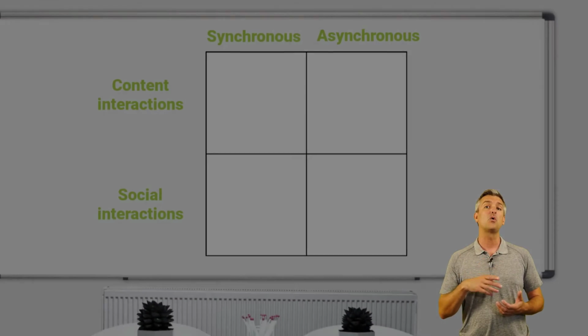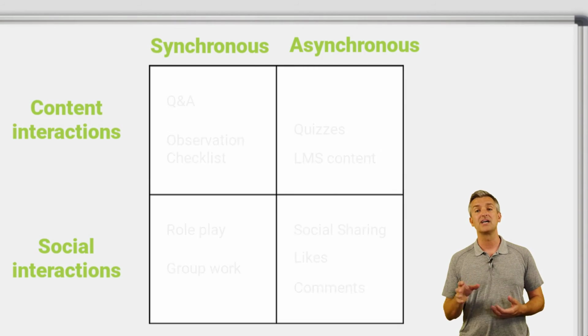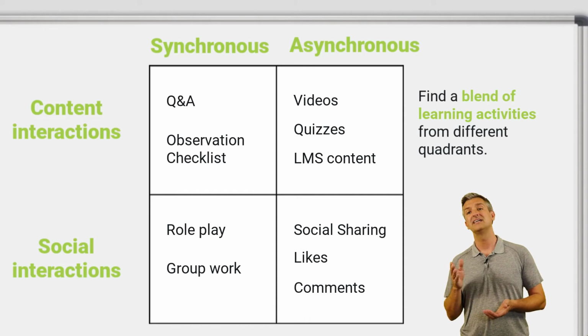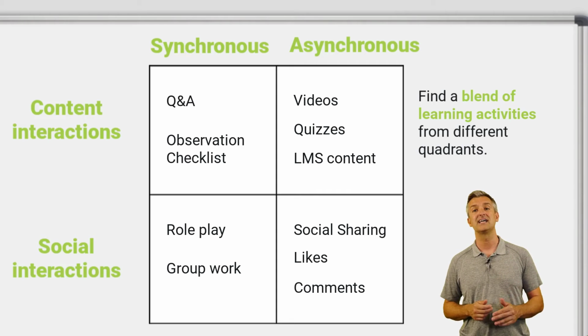So looking at this little quadrant gives us all sorts of ways for the different types of activities that we can put into these different quadrants as we learn how to interact together, independently, with the content, and with one another.